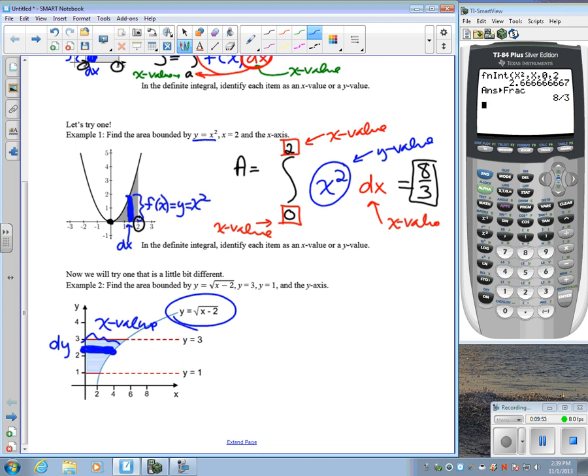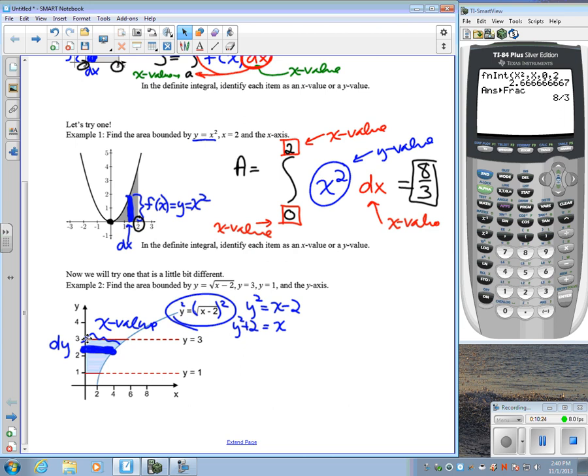So what I actually need to do first is get x by itself so that I have a function in terms of y. To get x by itself, the first thing I would do is square both sides. So I'd have y squared is equal to x minus 2. And then to get x all the way by itself, I would add 2, and I get y squared plus 2. So that's really what my height is going to be every single time of my rectangle. The height of my rectangle will be x, which in this case is y squared plus 2.